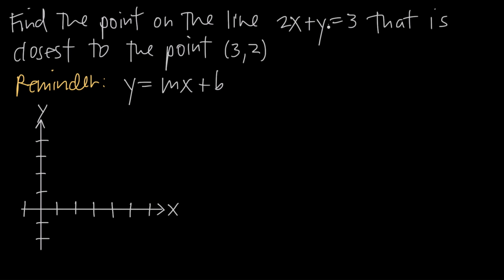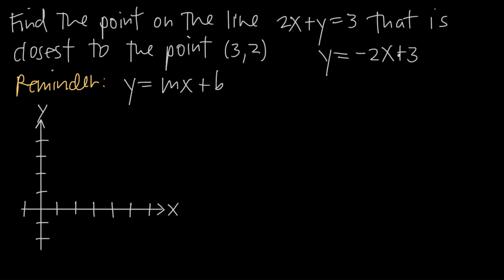We want to put that into slope-intercept form, which we can do by subtracting 2x from both sides. That leaves us with only y on the left-hand side, so y is equal to negative 2x plus 3. Now this is in slope-intercept form. We can compare it to the formula y equals mx plus b, where m is the slope, so in our case negative 2 is the slope, and b is the y-intercept, so in our case 3 is the y-intercept.